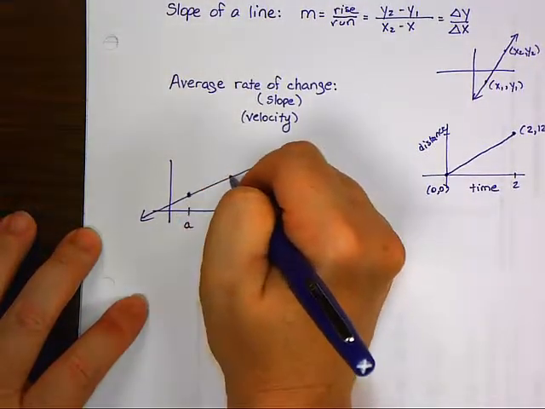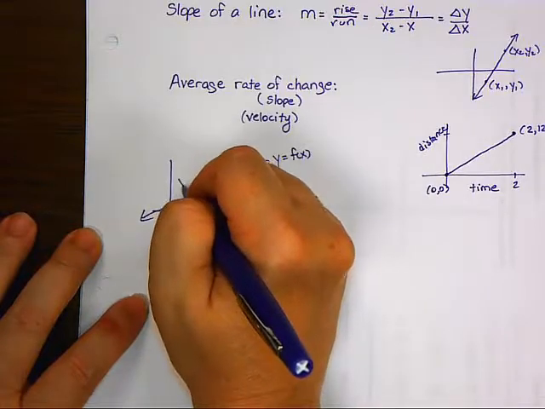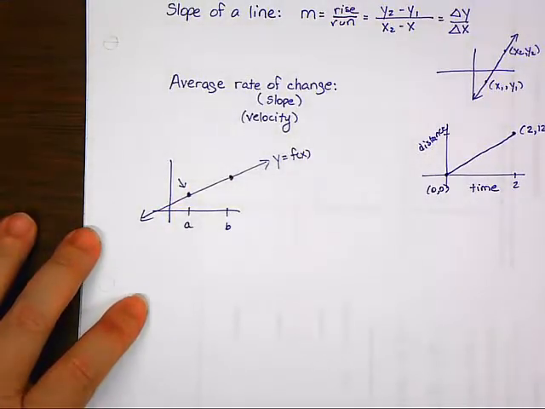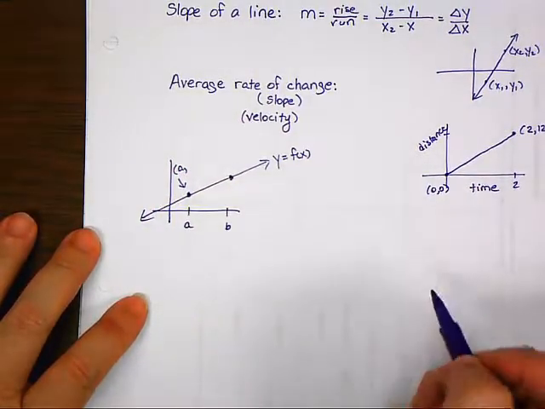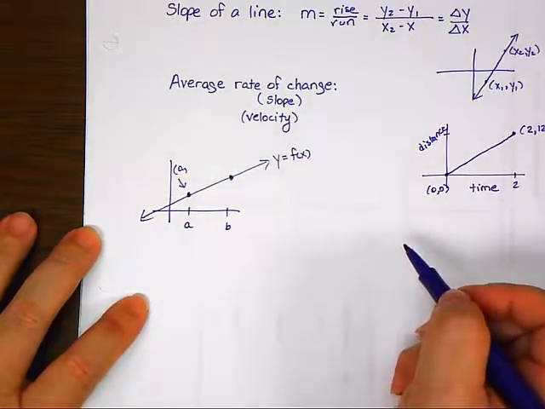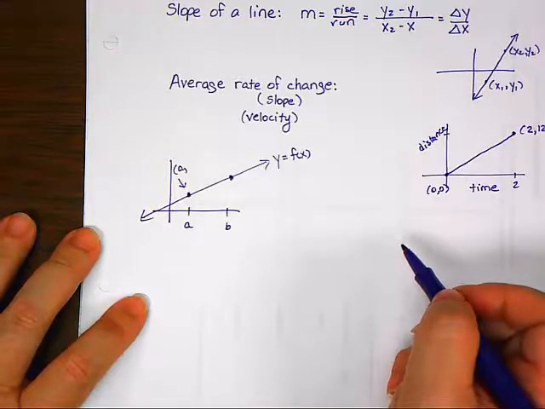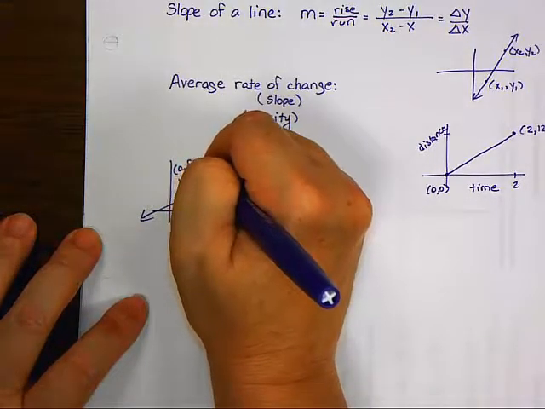Now this is a little bit more challenging. I need to know the coordinates of that point right there. Okay, what is its x coordinate? It's A. I would agree with that. What is its y coordinate in terms of f of x? It is f of A.